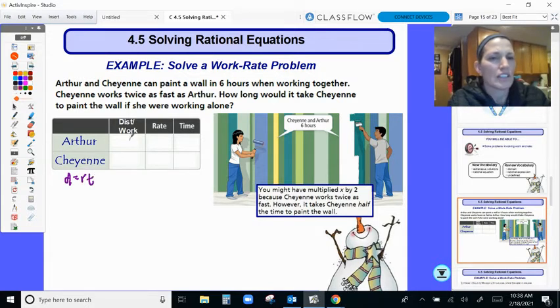And so instead of distance here, we're going to put work because it's a job, right? So we're not going a distance, we're actually just completing a job. And so in this case, I have one whole job to do. That's usually what I put there, okay?